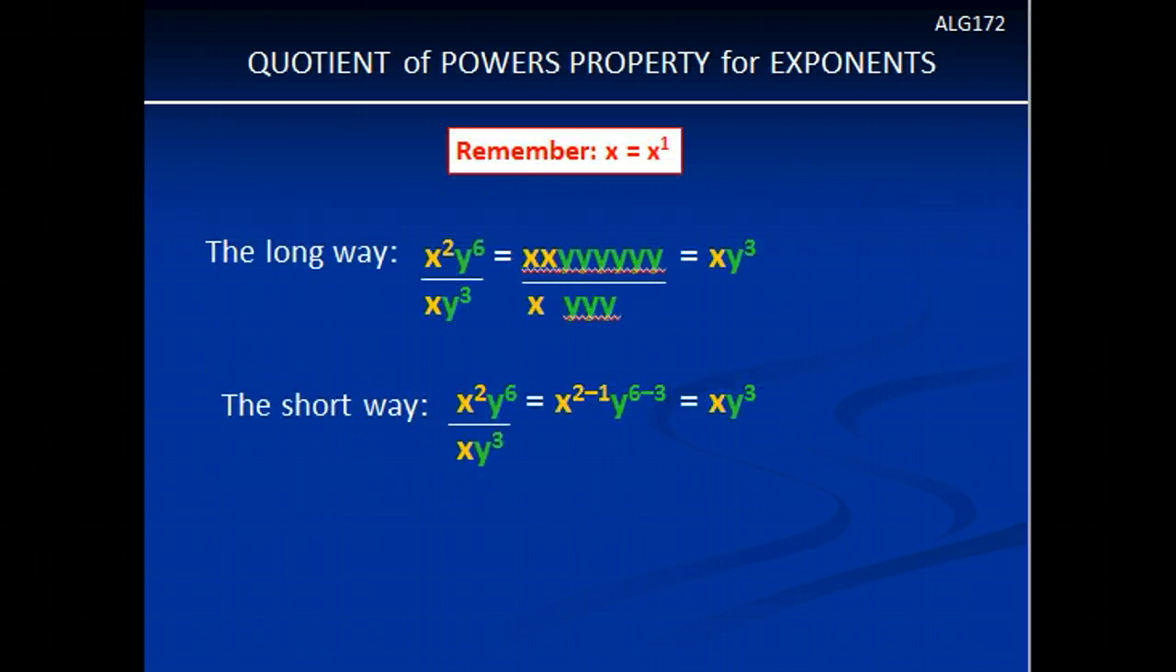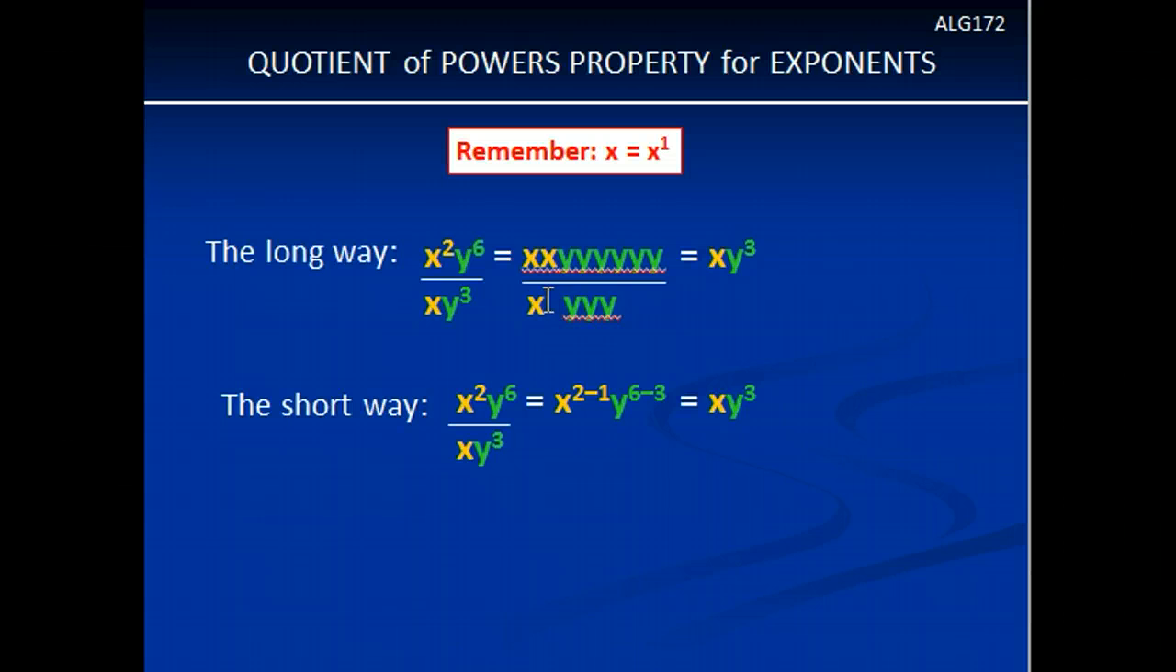Let's try a few more. Don't forget that if you have a plain x, that is the same as having x to the 1. So if we look at this again the long way, a little more complicated problem, I have x squared over x and y to the 6th over y to the 3rd. That simply says if we were going to do this the long way, we have 2 x's on top and 1 on bottom. We have 6 y's on top and 3 on bottom.